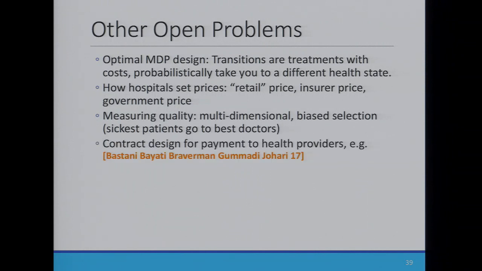There are nice problems in contract design for paying health providers. For example, there's this really nice paper by Bastani et al. that looks at contracts paying for outcomes. It's called pay for performance. And they look at optimal contract design when you're paying for the health outcomes. So there are different problems here that I think would be really nice.